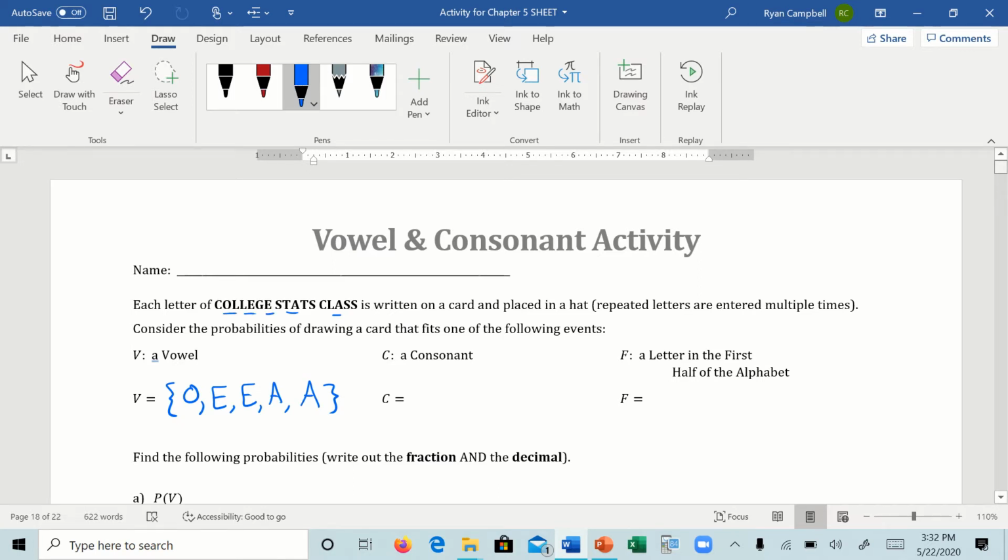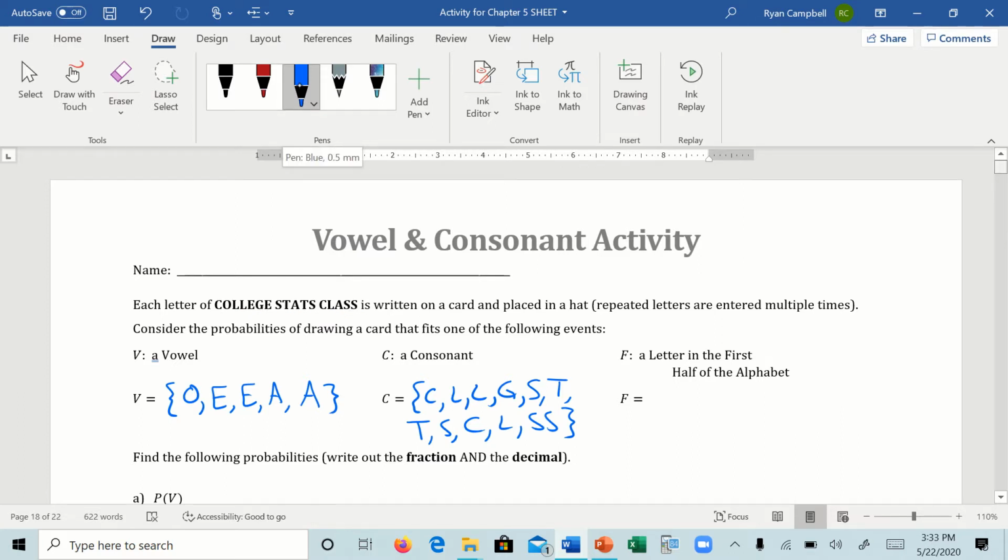Now let's look at the consonants. All right, so again, you make sure to have your brace. So we got a C, we got two L's, we got a G, we got an S and a T, we got a T and an S, we have a C, we have an L, and then two S's. All right. And then lastly, F.